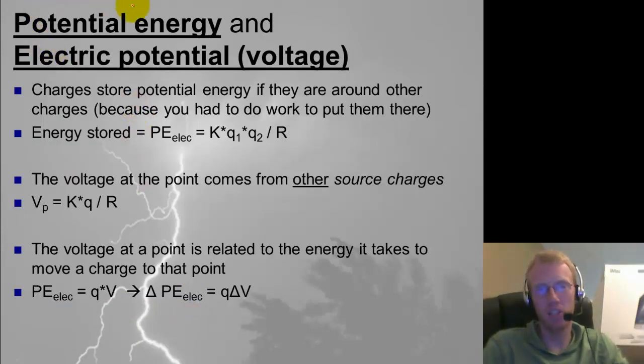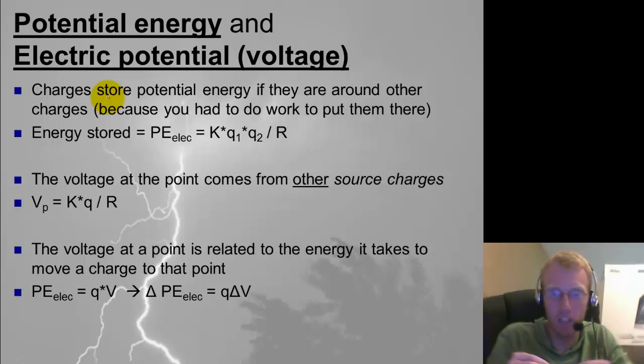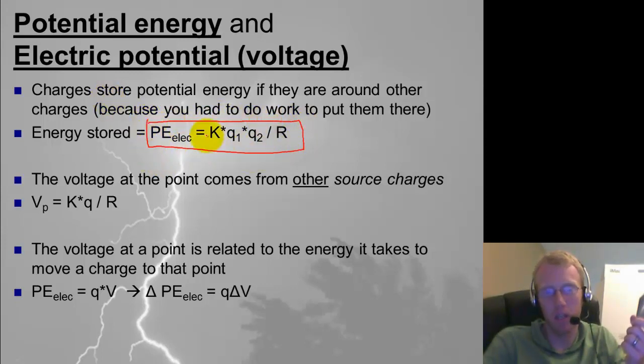Okay? Potential energy and voltage. Because positives will repel other positives and negatives will repel other negatives, if you put two positives or two negatives near each other, you had to do work pushing them together, and therefore they will store energy. So the amount of energy they store is given by this formula here, k q1 q2 over r. It's very similar to the force one, but it's r to the first power, not r squared.